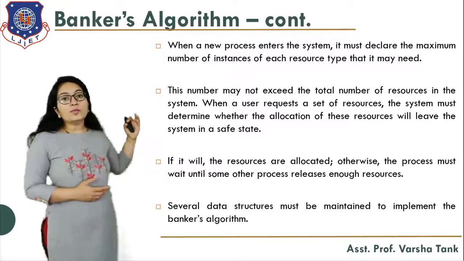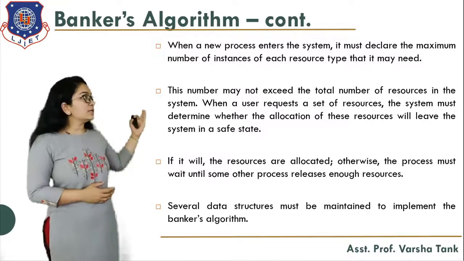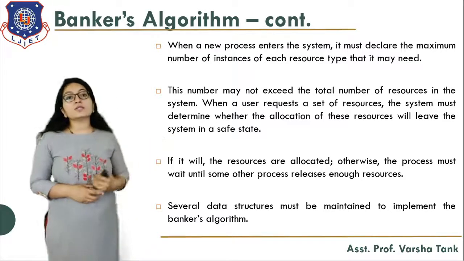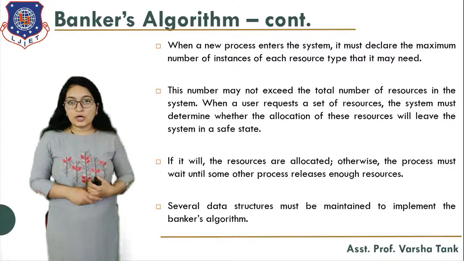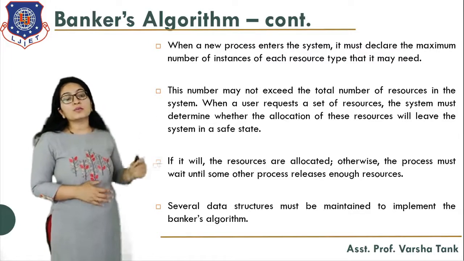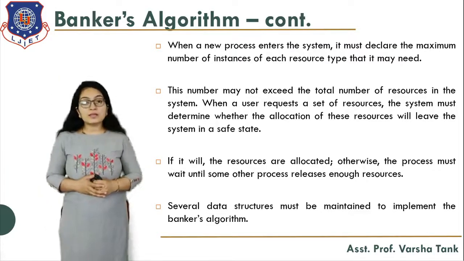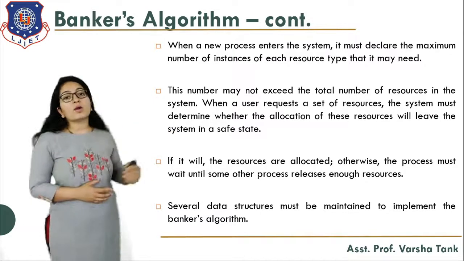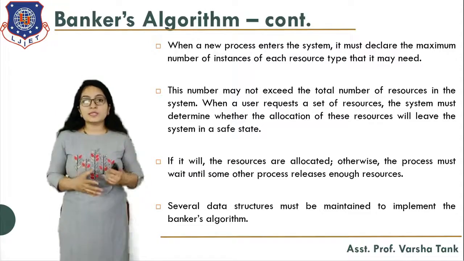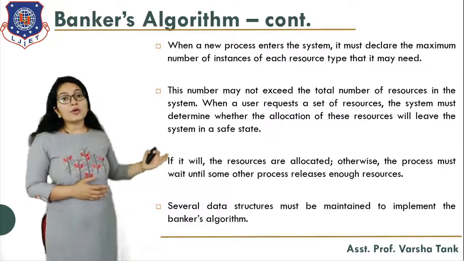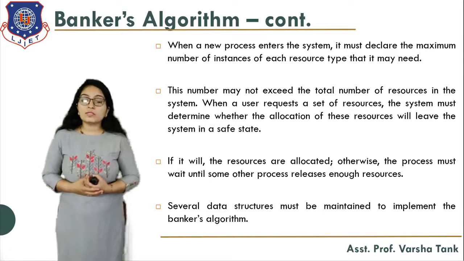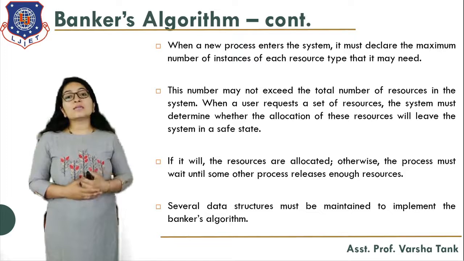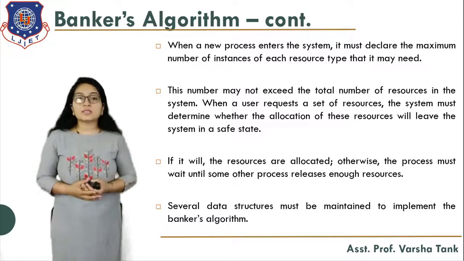So when a new process enters the system, it must declare the maximum number of instances of each resource type that it may need. So in banker's algorithm, when the process is entering the system, first it has to define the maximum resources that will be acquired by that process during its execution. Now this number may not exceed the total number of resources in the system. Suppose the total number of resources is 10 and the process is demanding 12 resources, then it is not possible.